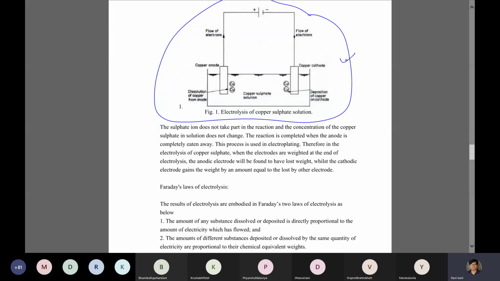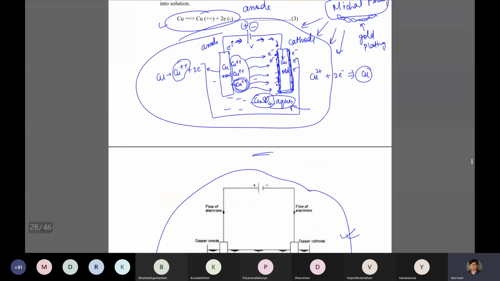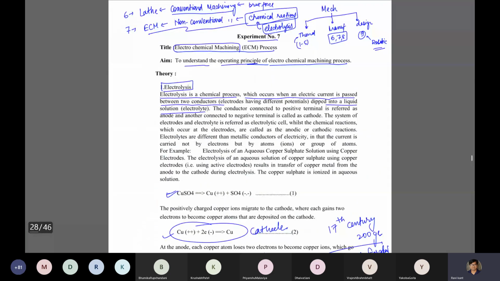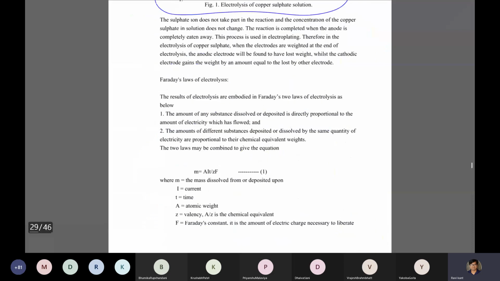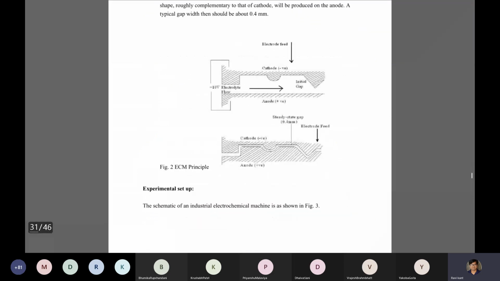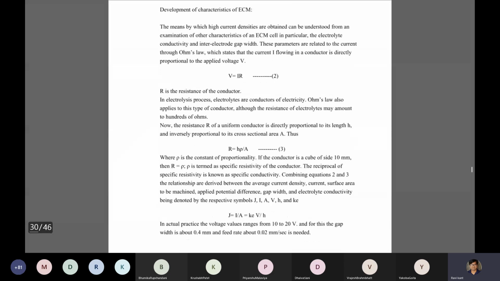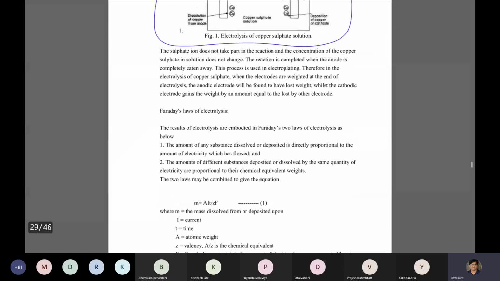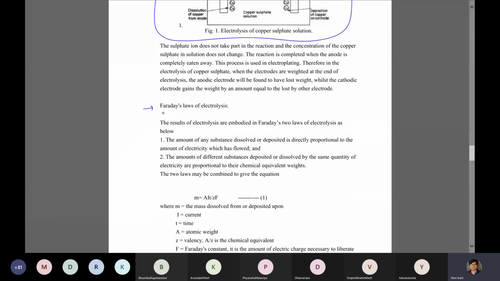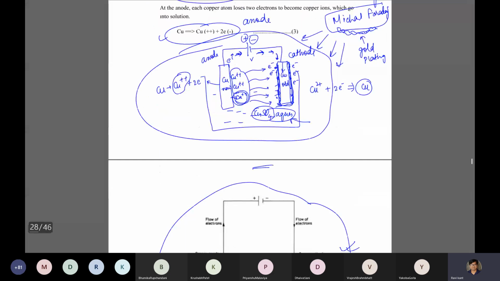So once we understand this machining process, this electrolysis, now we can move into the actual machining process. But before that, we have something called Faraday's law. You can also ask me, sir, what is the mass that is being deposited here? What is the quantitative measure of this mass?